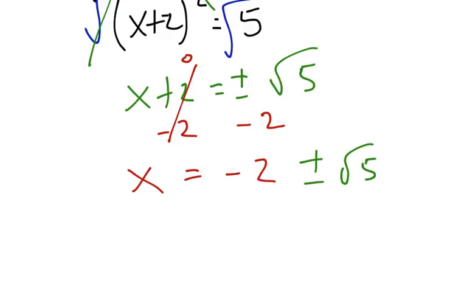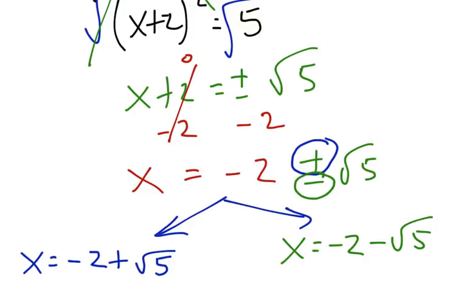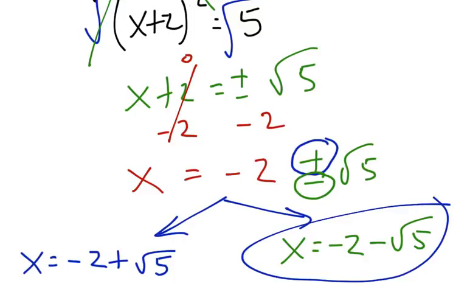From here, you want to break into your two answers. My first answer will be negative 2, and I'm going to use the plus first, plus square root of 5. The second answer will be the same negative 2, but now I'm going to use the negative square root of 5. And those are your final two answers.